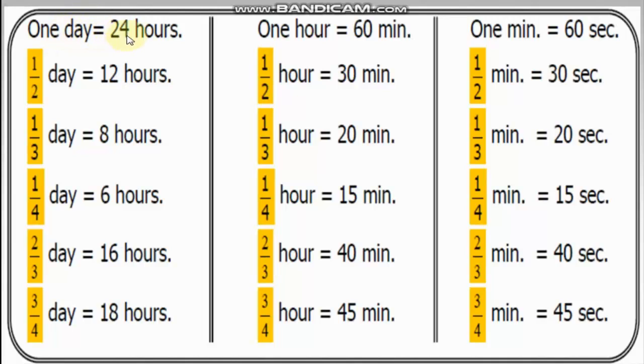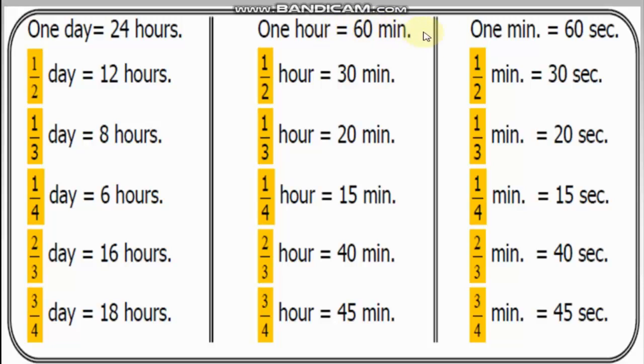One day equals 24 hours, and half a day equals 12 hours. Third day equals 8 hours. Quarter day equals 6 hours, and 2/3 day equals 16 hours. 3/4 day equals 18 hours. Hours to minutes is like minutes to seconds.